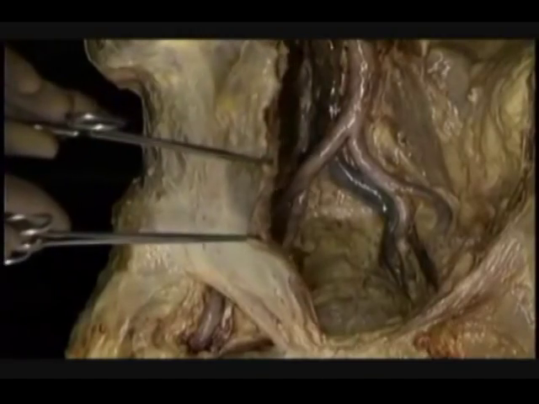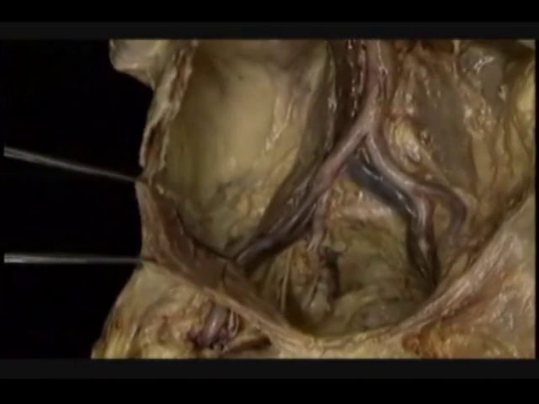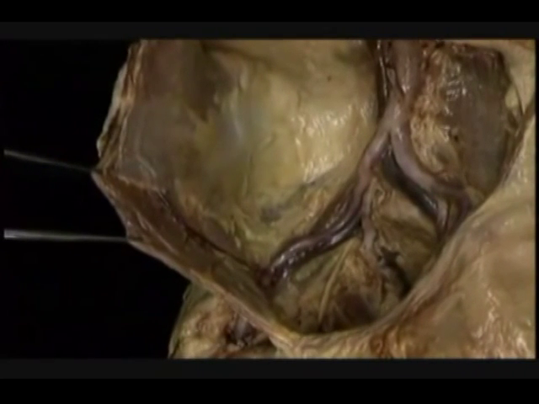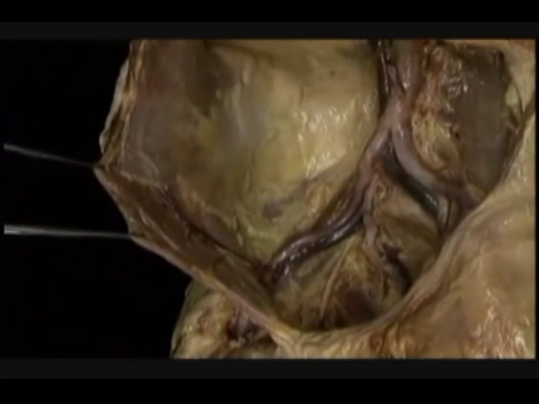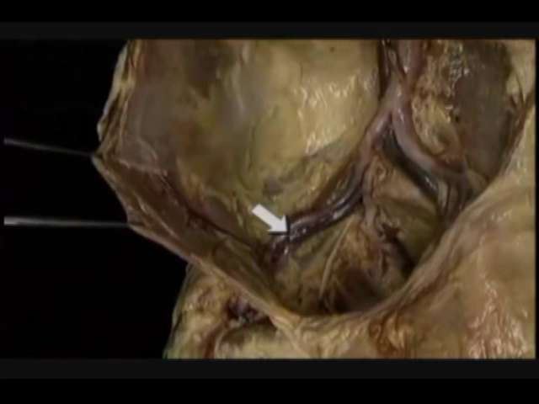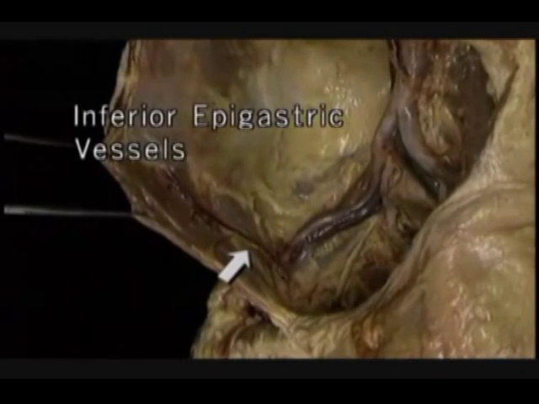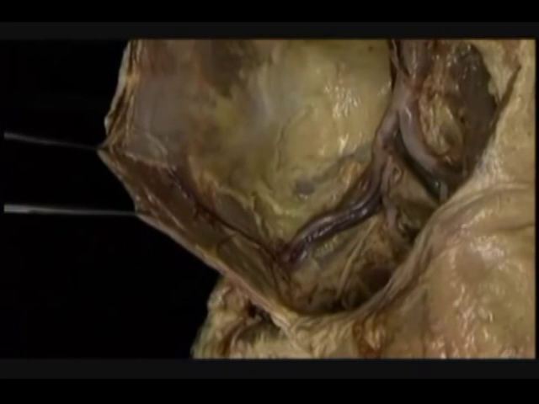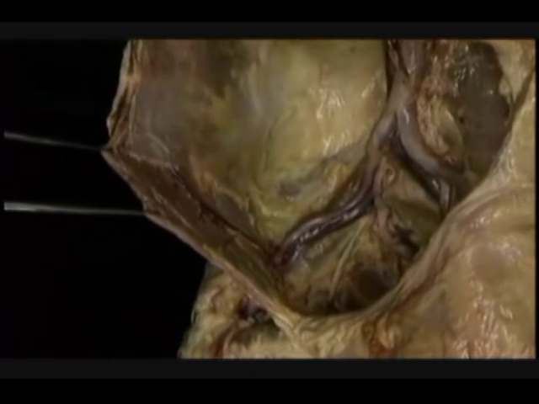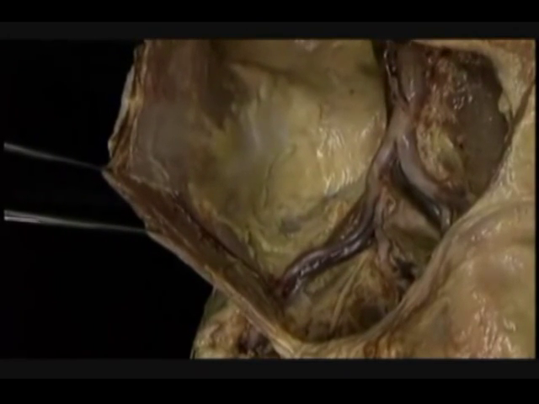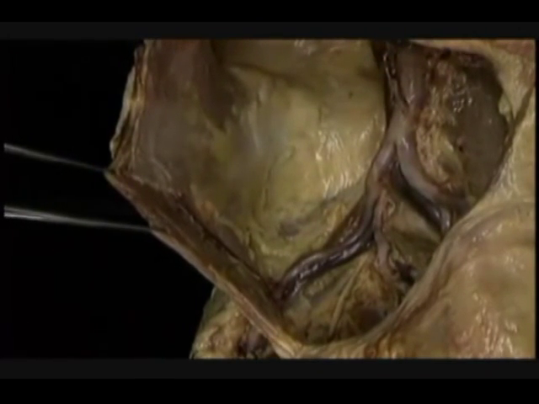In this dissection, the peritoneum and fascia on the inside of the lower part of the anterior abdominal wall have been removed. Here are the external iliac vessels. Here are the inferior epigastric artery and vein. They pass upward and medially and run up the back of the rectus abdominis muscle. They enter the rectus sheath by passing in front of the arcuate line.